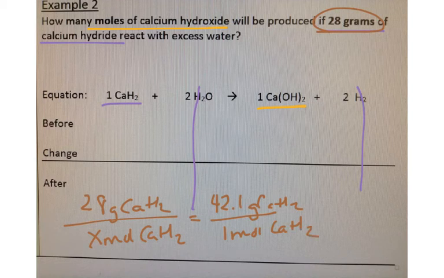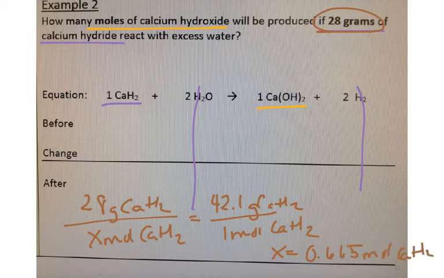So for every 1 mole of calcium hydride, I need 42.1 grams. So once again, I'm going to cross multiply like I did during the mole unit, and what I get is that 28 grams of calcium hydride is equivalent to 0.665 moles of calcium hydride.